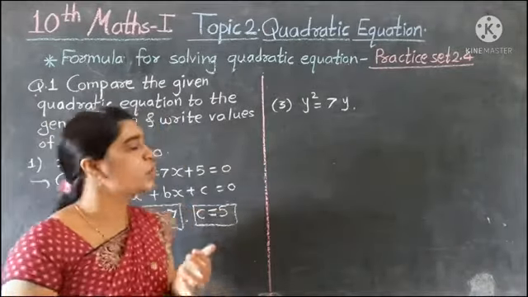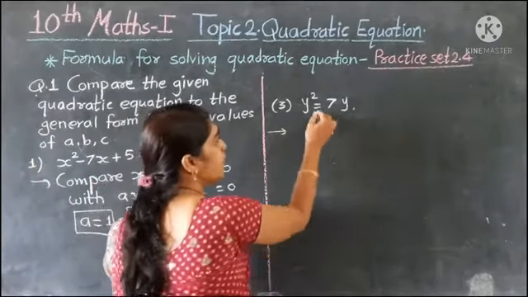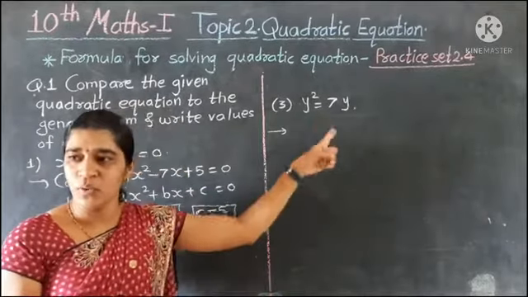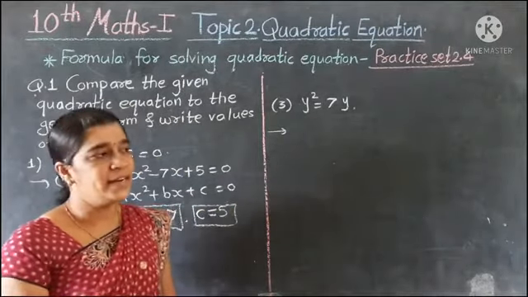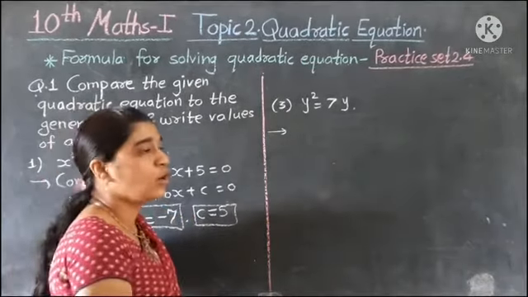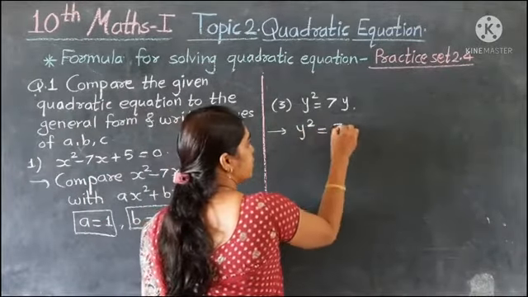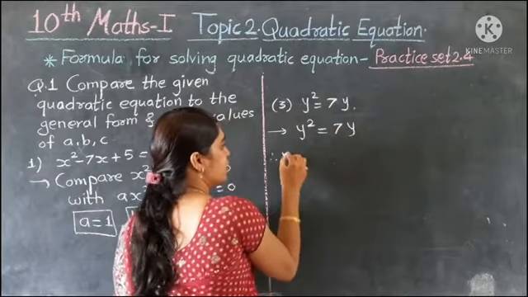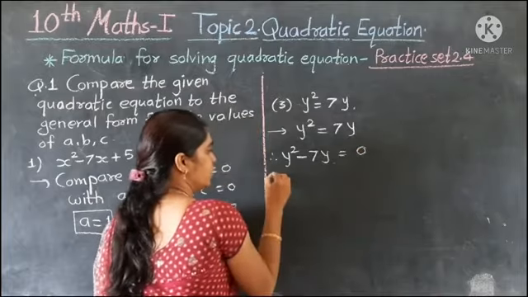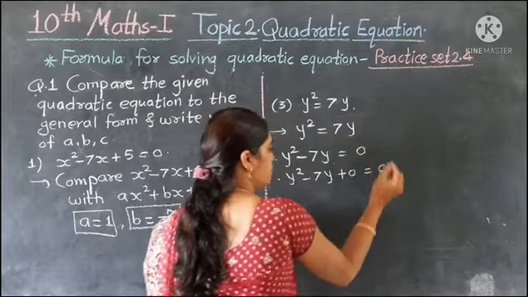Similarly, you solve the second example. I am giving the third example here. Is it in the standard form? No, it is a quadratic equation because it has only one variable y and its degree is 2. Therefore, it is a quadratic equation. But it is not in standard form. So we write it in standard form. That is y square is equal to 7y. You write this as y square, take 7y to the LHS: y square minus 7y is equal to 0, that is y square minus 7y plus 0 is equal to 0.